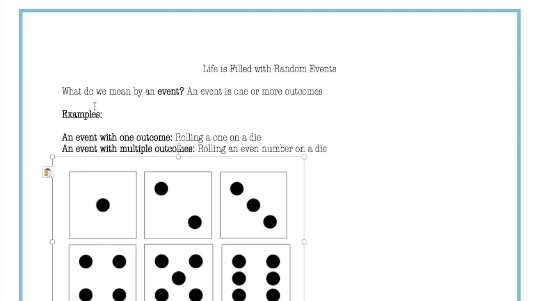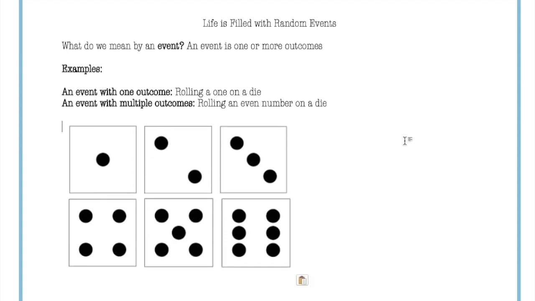And what do we mean by this? Let's take a look at this die. If we want to roll a 1, there's only one way to do it, to land on the 1. But if we want to roll an even number, there are 3 ways to do it, either landing on the 2, the 4, or the 6. So this is the difference between an event with one outcome and an event with multiple outcomes.